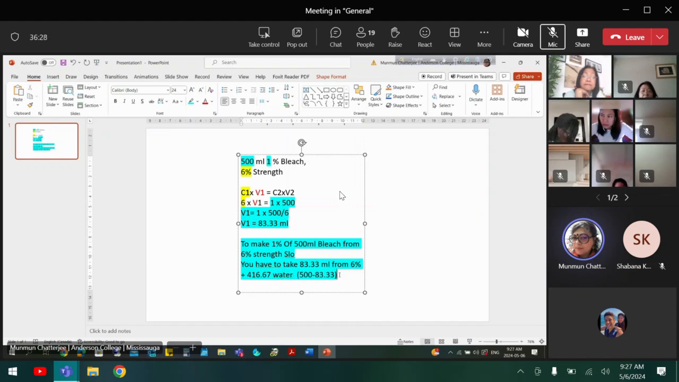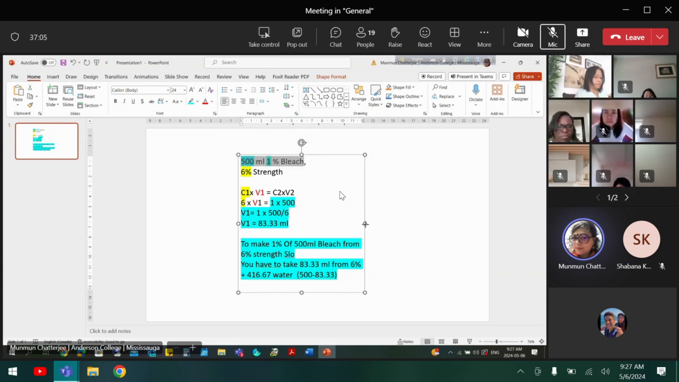So when you are going to make it in lab, you are going to do this calculation. Then first, in a 500 measuring cylinder, you are going to take 83.33 ml from your bleach, and then you are adding 416.67 ml water to make 500 ml of 1% bleach.